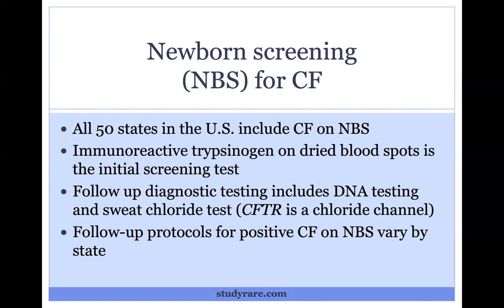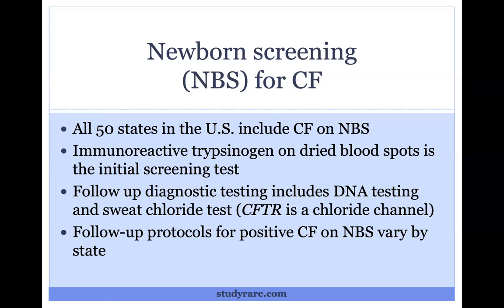Now, if this is positive, the next step depends on the state, but oftentimes it will include some combination of DNA testing as well as a sweat chloride test. Now, these are diagnostic tests, not screening tests. And so you can make the diagnosis with the combination of these two tests, the DNA test as well as the sweat chloride. Again, why are we testing sweat chloride? Well, again, CFTR is a chloride channel, right? So you're going to have abnormalities of how chloride is transported across membranes. And so it makes sense that we'd want to test the sweat chloride in infants who we suspect have cystic fibrosis.